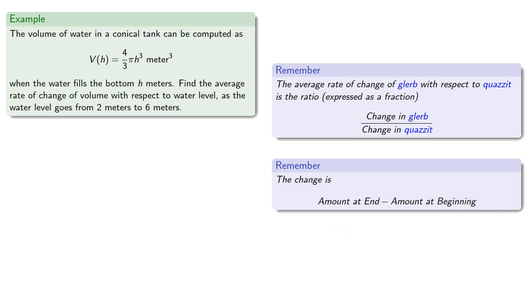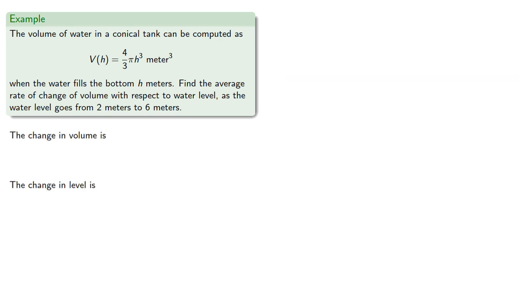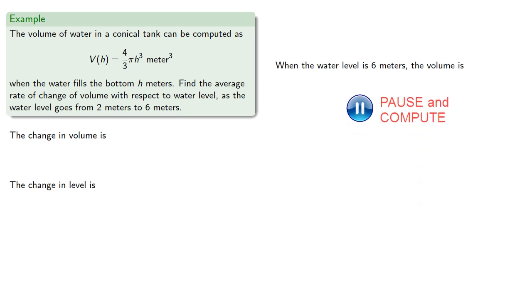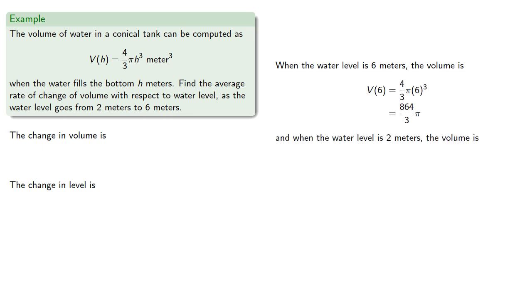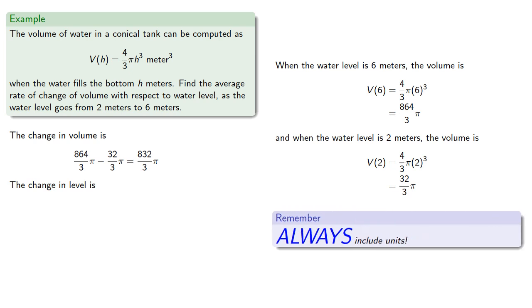So we need to find the change in volume and the change in water level. So the water has gone from 2 meters to 6 meters, and our function will tell us what the volume is once we know the water level. So at the end, when the water level is 6 meters, the volume is... And when the water level is 2 meters, the volume is... And so the change is end minus beginning. And remember, always include units, in this case, cubic meters.